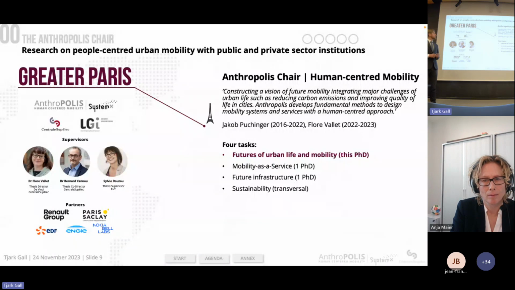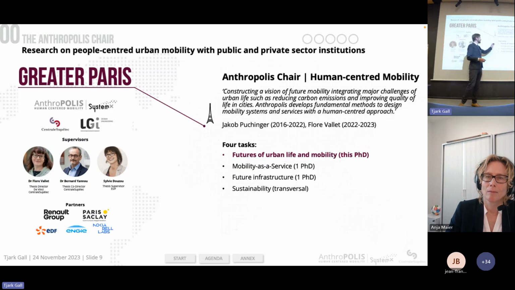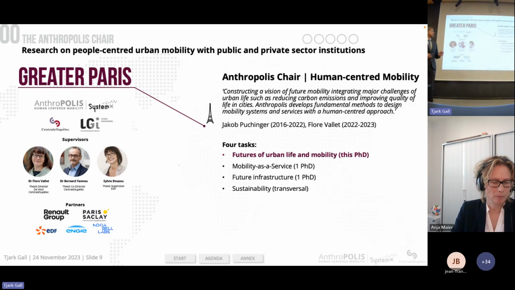So we have two geographical contexts and different people who are linked to that. The most important one is the Greater Paris one. The thesis was done at IRT SystemX and CentraleSupélec, at the Laboratoire Génie Industriel, under the supervision of Flore Vallée, Bernard Yannou, and Sylvie Douzou, with a couple of partners from the private and the public sector. It was done as part of the Anthropolis chair, which aims to work towards human-centered mobility. There are 4 different tasks which are part of it: futures of urban life and mobility, mobility as a service, future infrastructure, and sustainability. And this thesis is mostly linked to the first task.